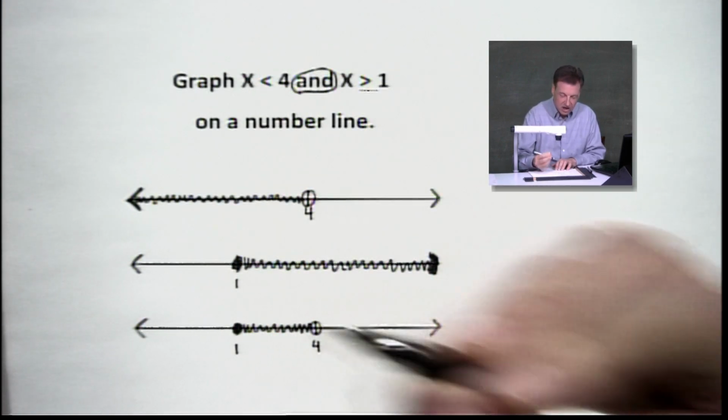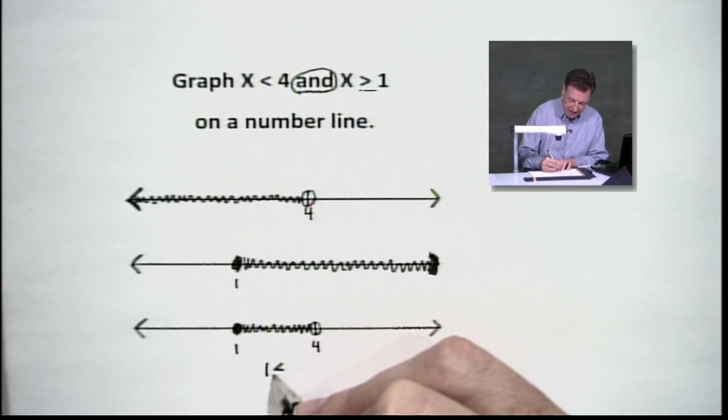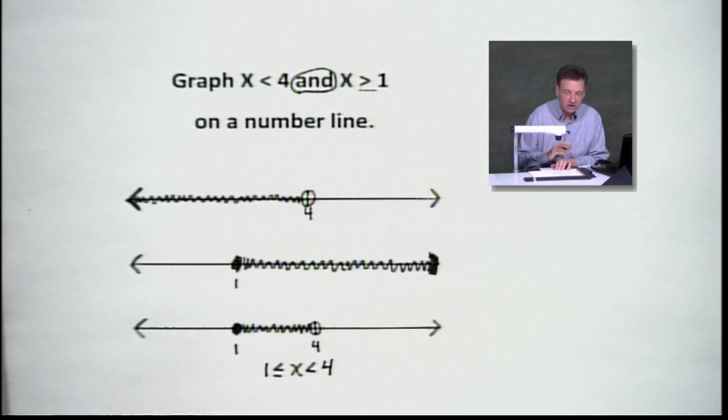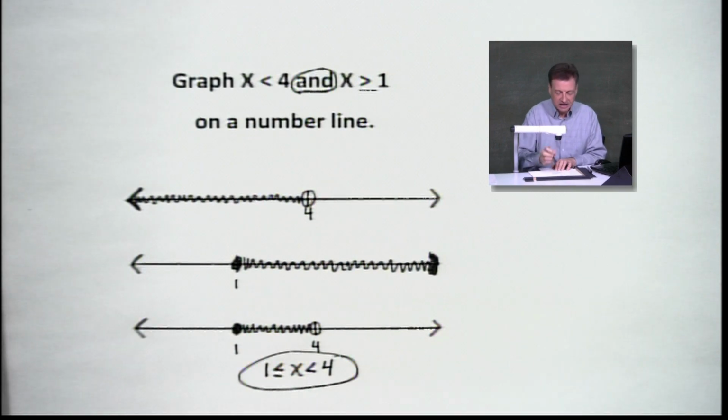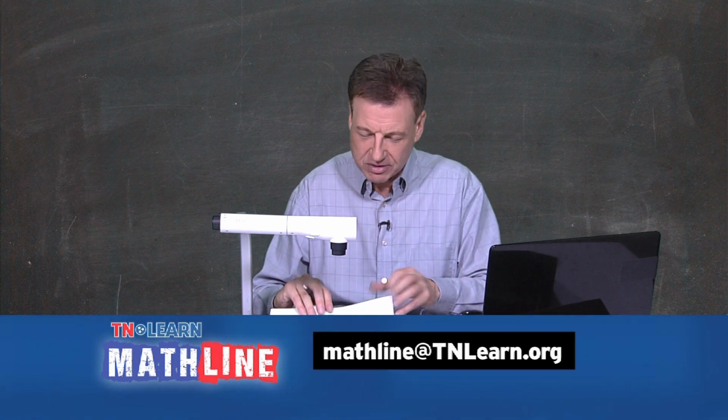There you go. Combined inequality, how do we write it? Well, we write 1 less than or equal to x less than 4. All right? So there's your situation, and there's another way to write the combination with and. All right? So that's our storyline here. Let's do some practice. We'll look at some practice problems here.